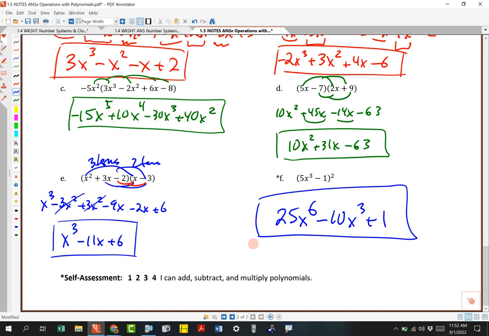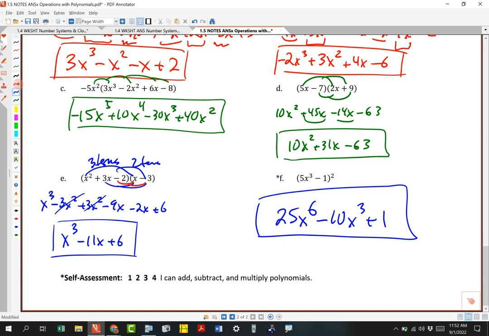Is anybody done? Is that what you got? No. Did I mess up? Did you do it the long way? Wrote them all out? No, I just forgot to put the 5 to the squared, and I just did like the 5. Oh, you did 5x to the 6th. Okay, common mistake.